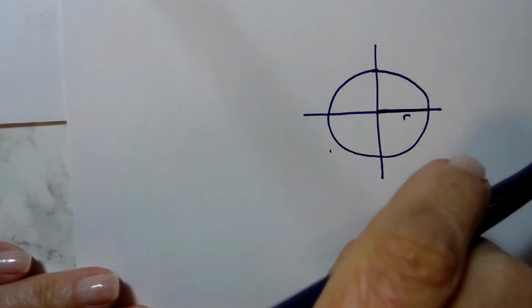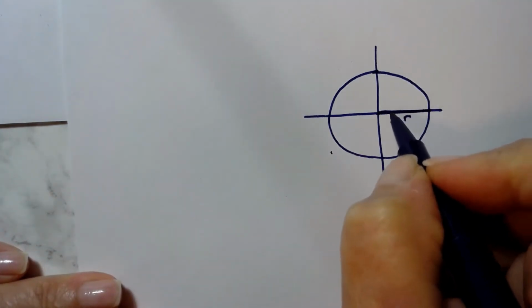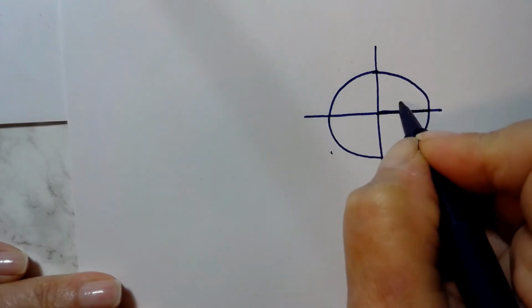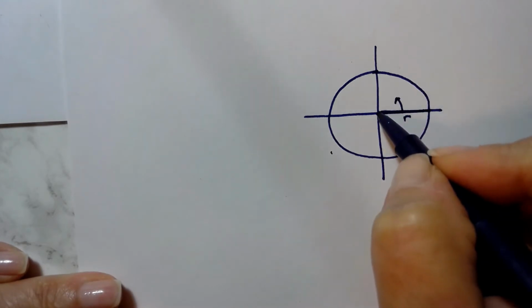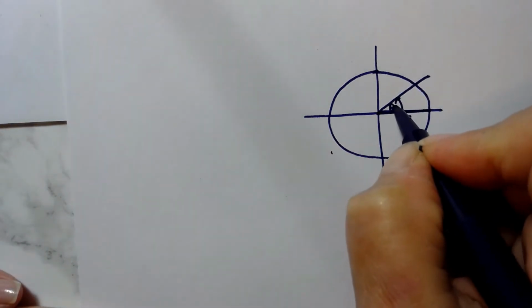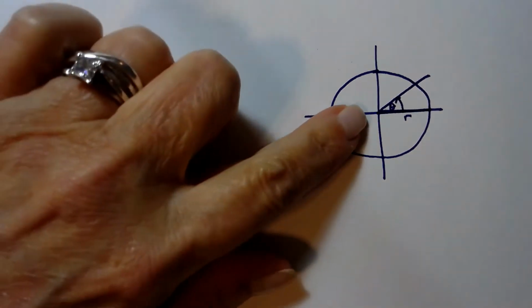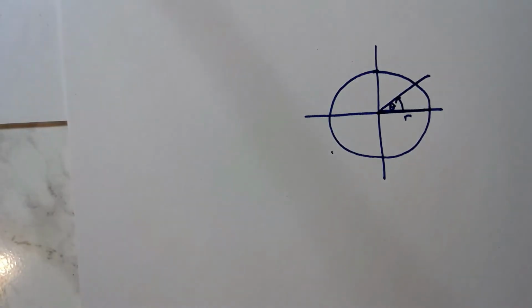Now suppose I take that radius from the initial side here and I rotate it up this far. Then my terminal side is going to be here. The angle that's formed, call it theta, is called a central angle, and it's called a central angle because the vertex is at the center of the circle. So whenever an angle's vertex is at the center of a circle, it's called a central angle.